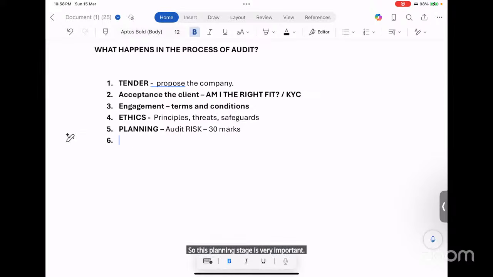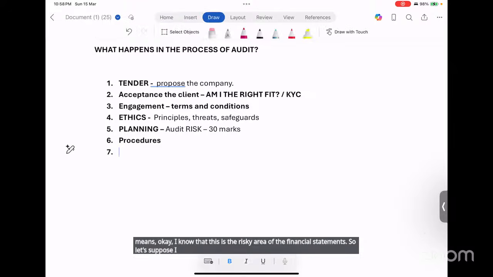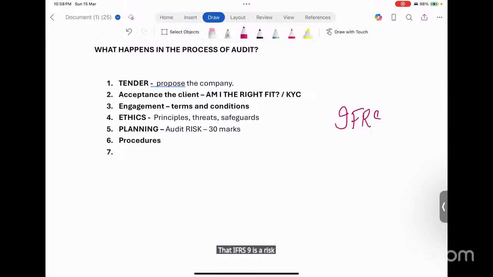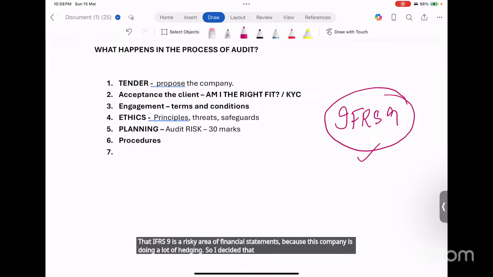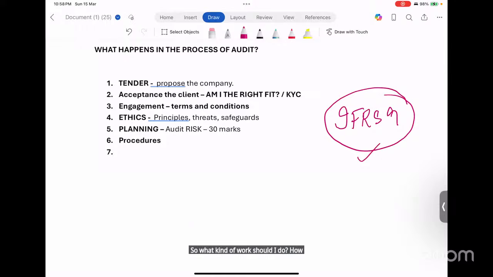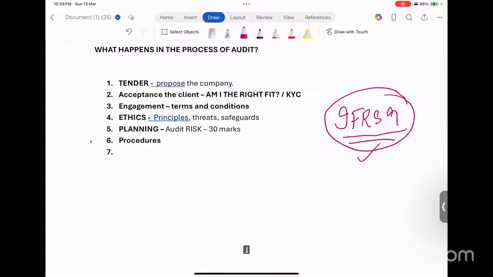Then, after planning, what happens? You finally start with your work. So you start with your procedures. Procedures means, okay, I know that this is the risky area of the financial statements. So let's suppose I decided that IFRS 9 is a risky area of financial statements because this company is doing a lot of hedging. So I decide that hedging is a very risky area. So what kind of work should I do? How should I ensure that whatever accounting treatment they have done under IFRS 9 is correct or not? I will do certain procedures. I will do certain work.